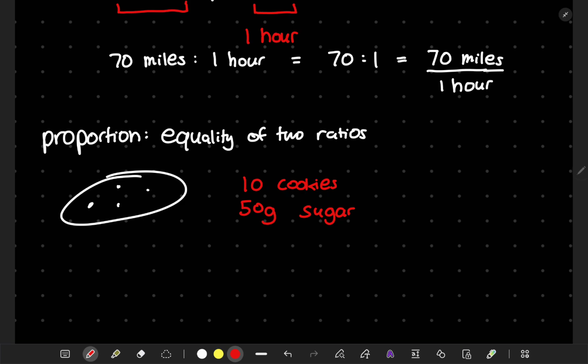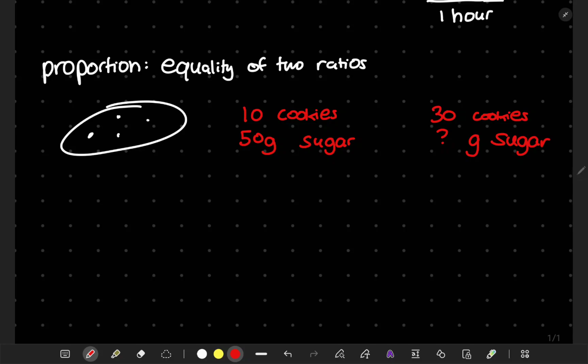Let's say you have a party and you get 30 people to get cookies. Well, in this case, we have to ask ourselves, okay, there's 30 cookies, but we don't know how much sugar that would take. It would take more than 50 for sure, but we don't know how much it would be altogether. To that, we create this thing called a proportion.